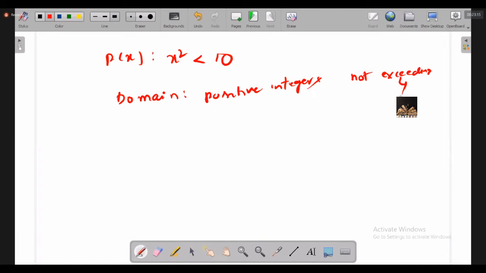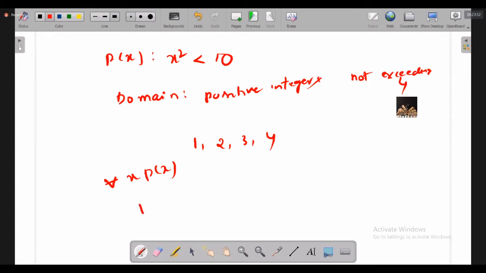Okay, the domain consists of the positive integers not exceeding 4. So what are the possible values? Positive integers, so 1, 2, 3, 4, not exceeding 4. So the possible values are 1, 2, 3, 4. So here, check for all x, P of x. Here x takes all possible values 1, 2, 3, 4.